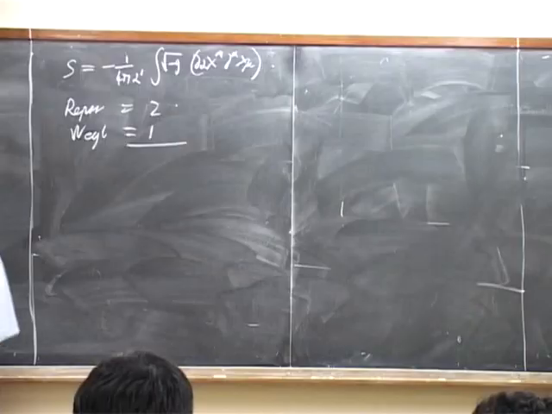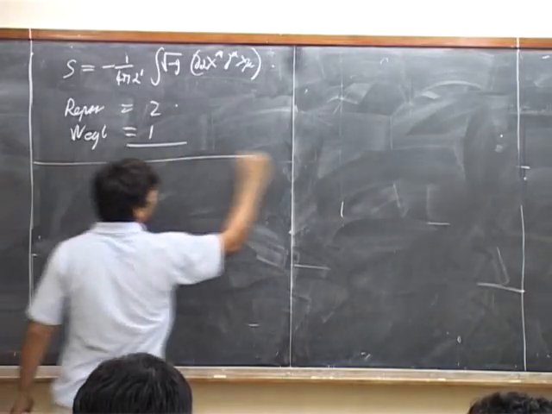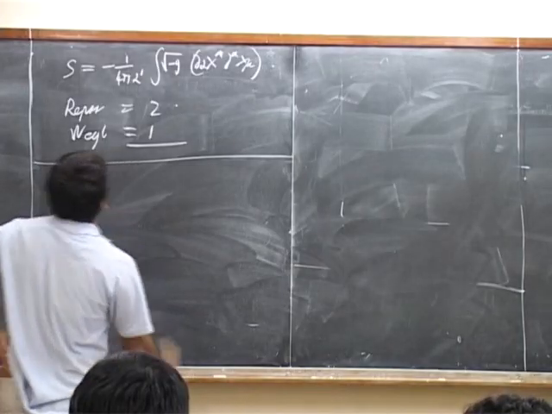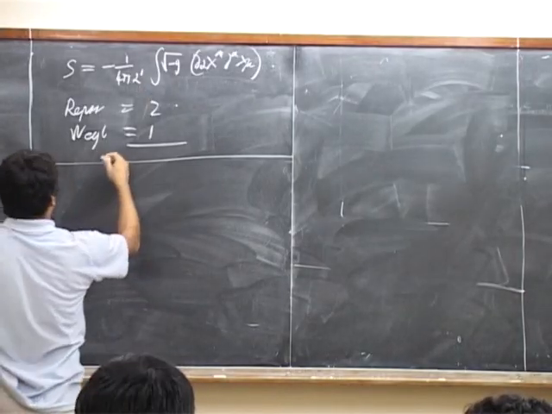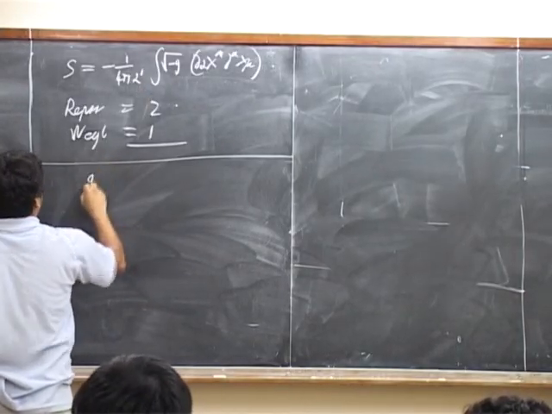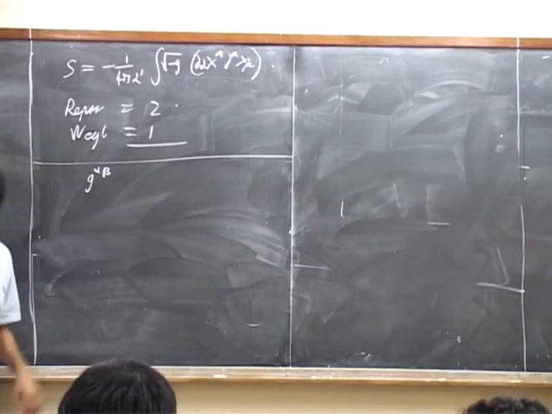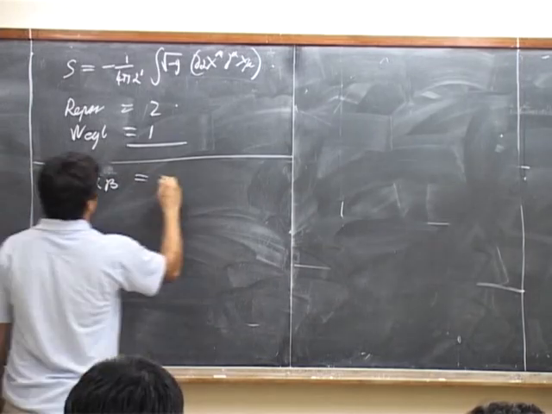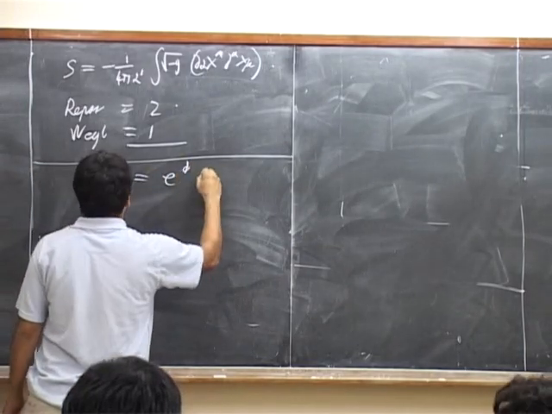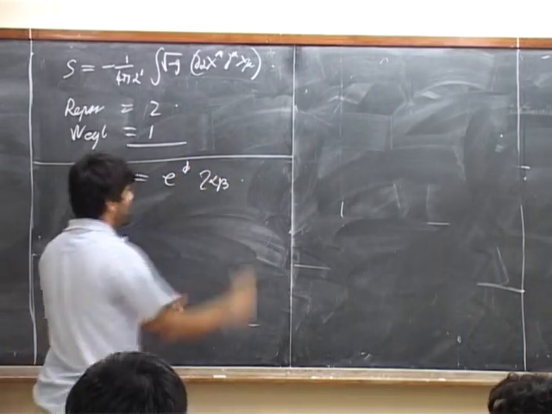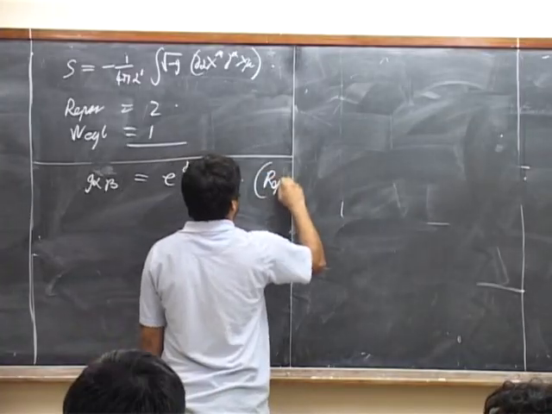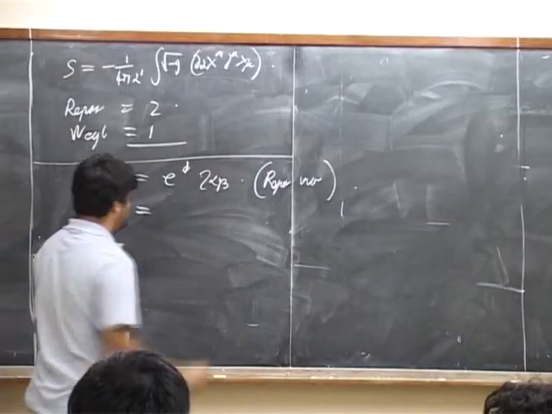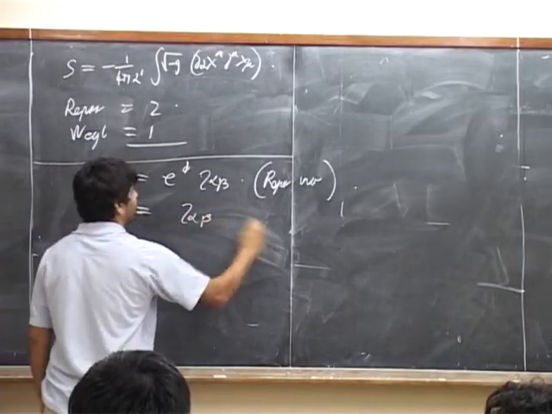Okay. So what we're going to try to do is to set this g alpha beta, to the form e to the power phi eta alpha beta using reparametrization invariance, and then to set the same thing to eta alpha beta using Weyl.